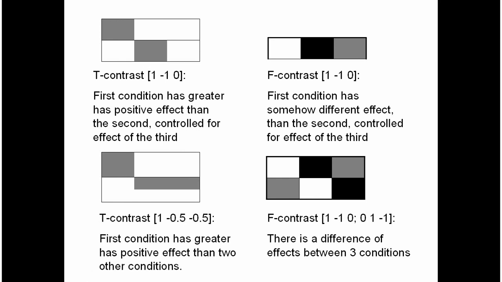Now we can see several examples of T and F contrast for detection of the difference between the effects of two conditions. This is the T contrast that tests the hypothesis that the first condition is stronger than the second. Gives more positive outcome than the second one, or the second is more negative. It's totally relative.